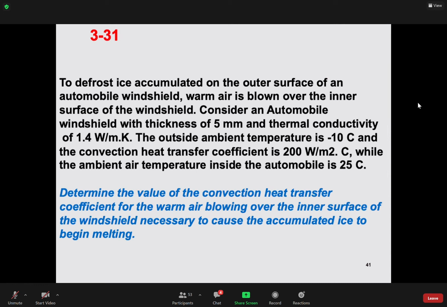Sir, I have a question. Yes, sir. Do we assume that the ice is not there and we just want a temperature that goes above zero on the outer surface of the windshield? That's right. Yeah, defrost means zero.